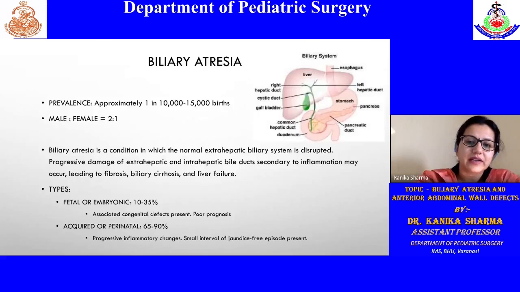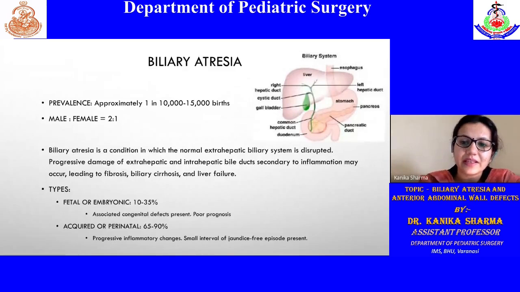Biliary atresia, as the name suggests, is the condition where there is a defect in the biliary tree. As you can see, this is a diagram of a normal biliary system. Atresia means absence. So if any part of it is absent, most commonly the porta part or the CBD part, then this is the extrahepatic biliary system. This is the intrahepatic biliary system. If there is damage in either of these, then we have a condition called biliary atresia.